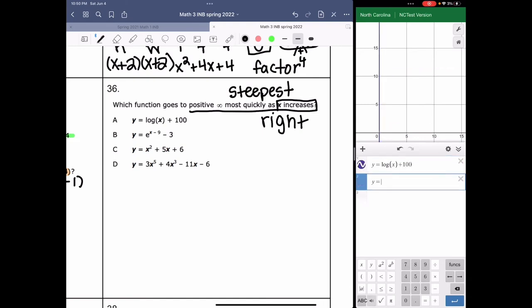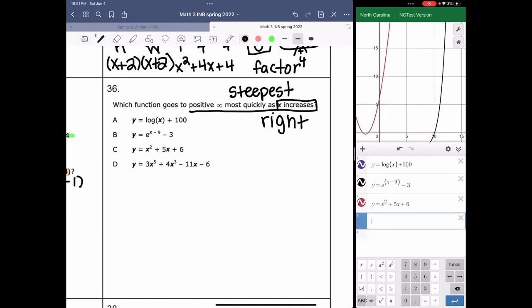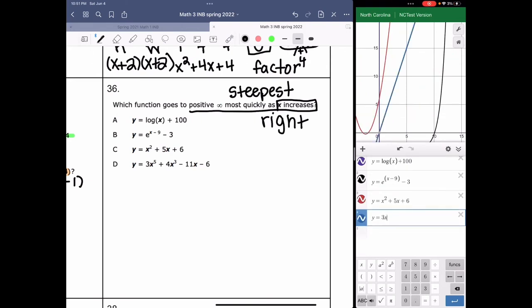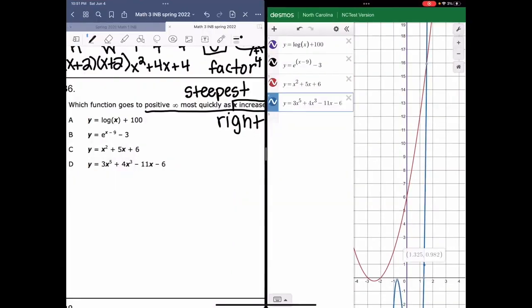I have e, and that's being raised to x minus 9 minus 3. Then I have y equals x squared plus 5x plus 6. And the last one, so 3x to the 5th power plus 4x to the 3rd minus 11x minus 6. So there's a lot going on here. So let's kind of look at our graphs.